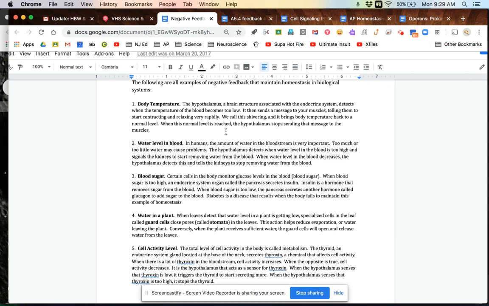Most mechanisms of homeostasis, maybe all, are regulated in the body, in cells, through negative feedback. Negative feedback is when an input into a system causes a response that ultimately shuts the system down, right? So this first example here is body temperature. Think about this with me. You don't even have to read it, just listen.